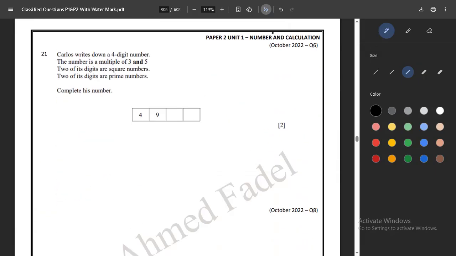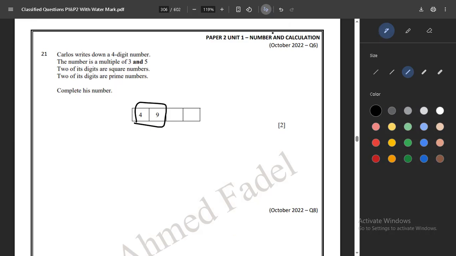Here they're saying to you that Carlos writes down a 4-digit number. The number is a multiple of 3 and 5. Two of its digits are square numbers. Here you go, two of the digits are square numbers. It's written over here, like 49. All right. Two of its digits are prime numbers.